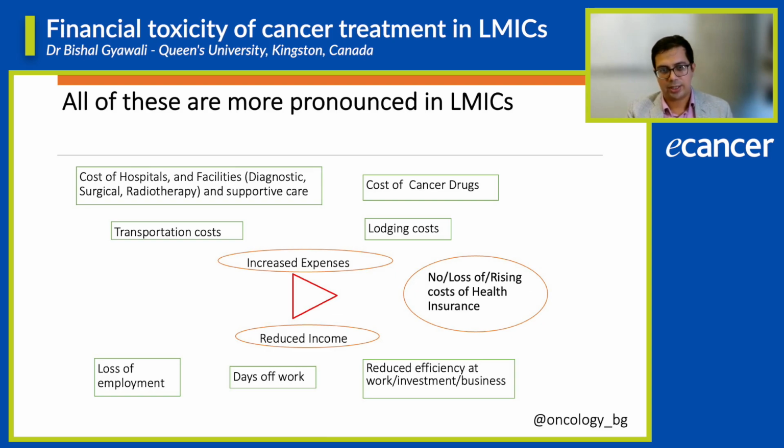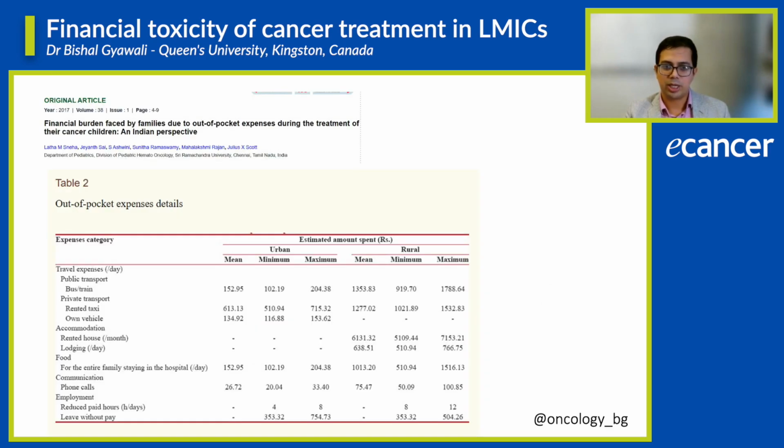their children with cancer. And we'll see something unique in these studies that we do not see in financial toxicity studies from high-income countries. In high-income countries, it's mostly about the drug cost and being away from work. But here you can see that travel expenses constitute a significant burden. Accommodation constitutes a significant burden, and food.